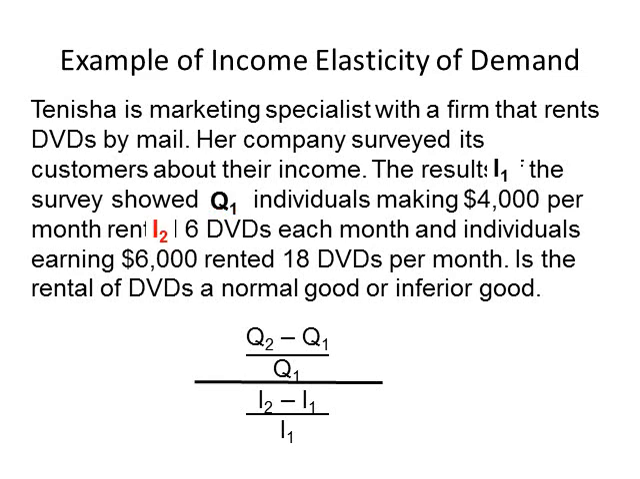Next, we need to find I2. The researcher finds that the next level of income is $6,000. So $6,000 becomes I2. According to the problem, individuals who earn $6,000 rent 18 DVDs per month. So 18 DVDs will be Q2.